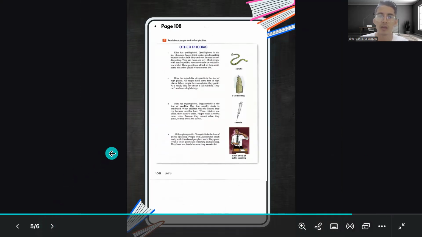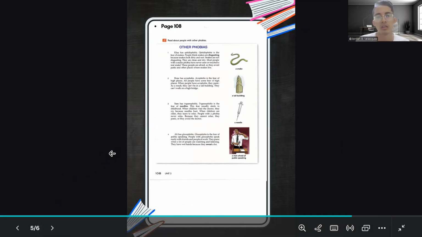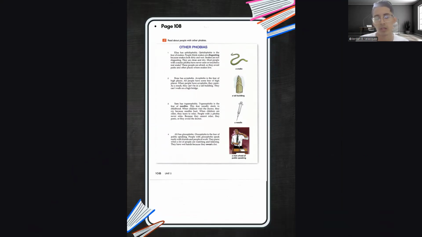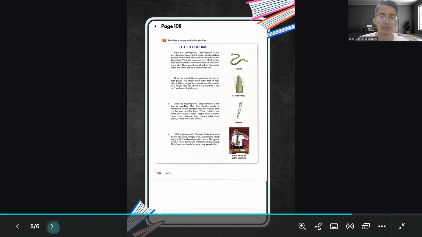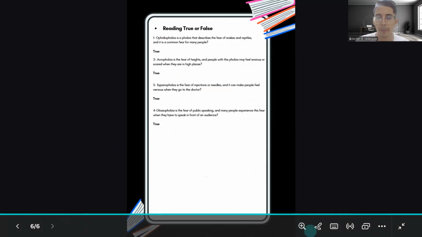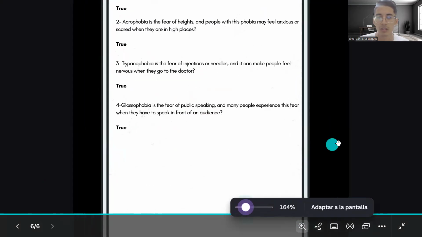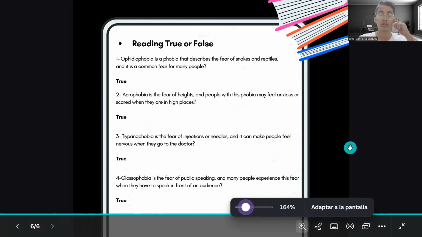Okay. Page 108. Reading, true or false, of the page number 108.